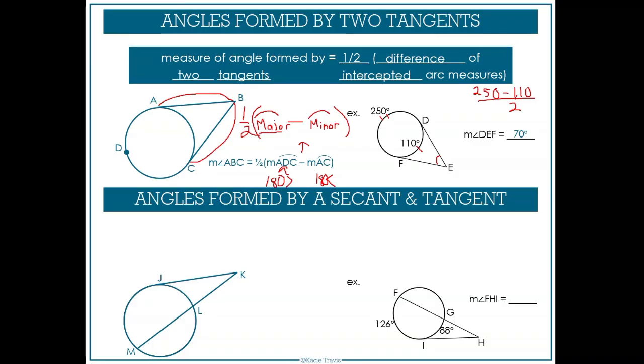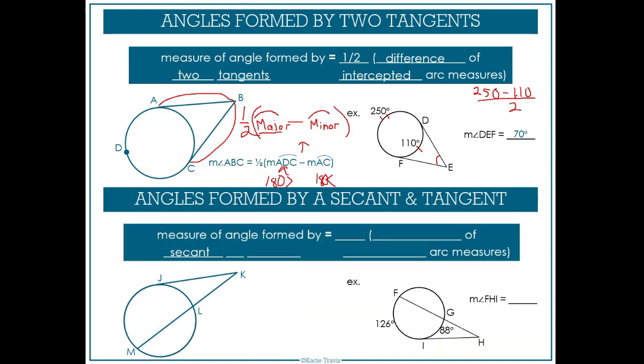All right, now for our final one, this is if we have an angle formed by a secant and a tangent. So an angle formed by a secant and a tangent is, once again, 1/2 the difference between our intercepted arc measures. So what is it that we really need to be aware of? Let's focus.